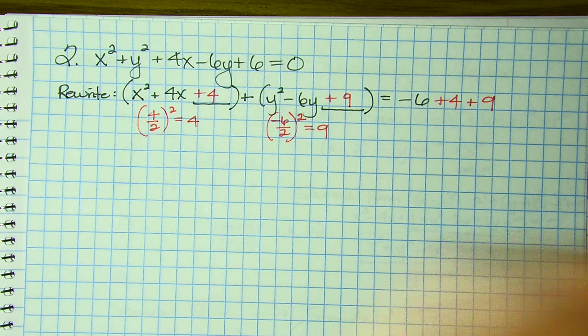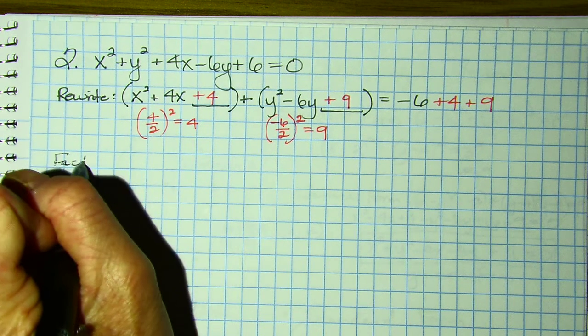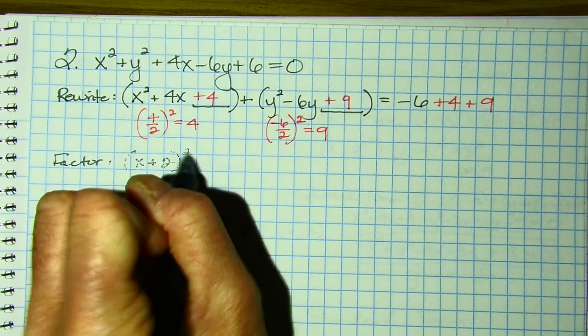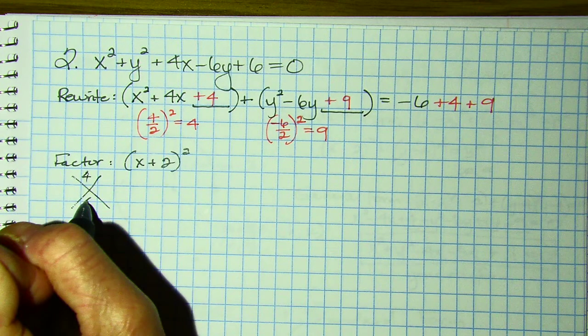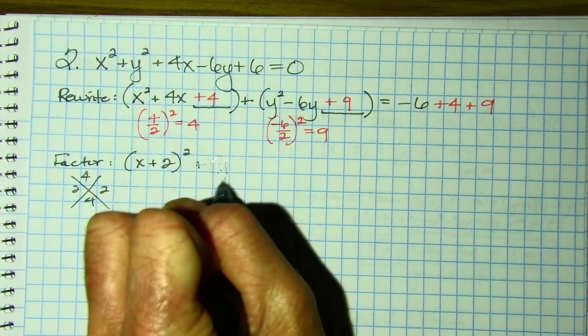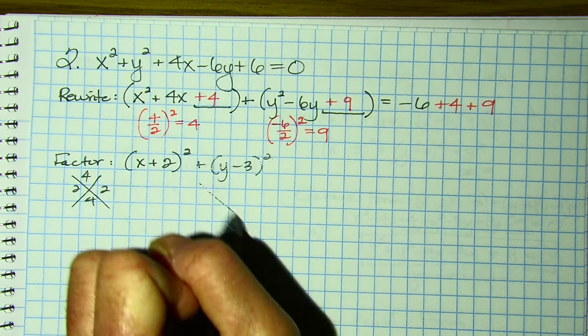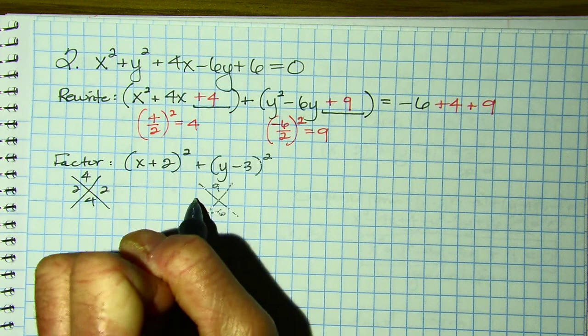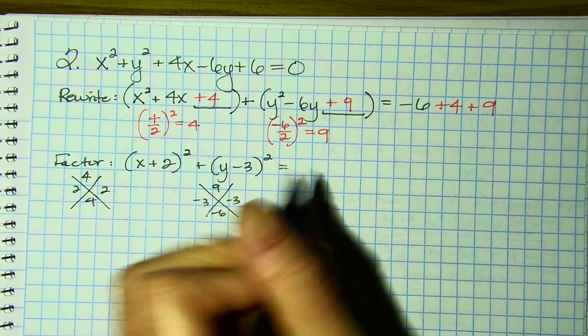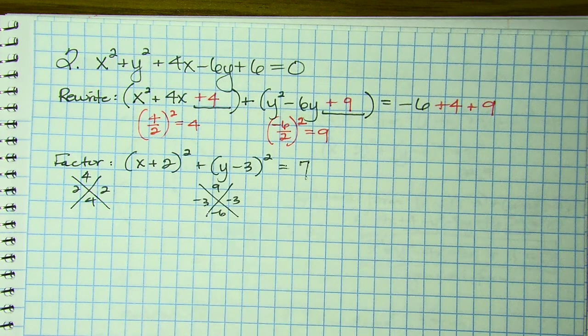Then I'm going to factor. So that gives me (x plus 2) squared, right? A 4 and a 4, my factors are 2. Plus (y minus 3) squared, because I have a positive 9 and a negative 6, so that would be negative 3, negative 3. This gives me 7.